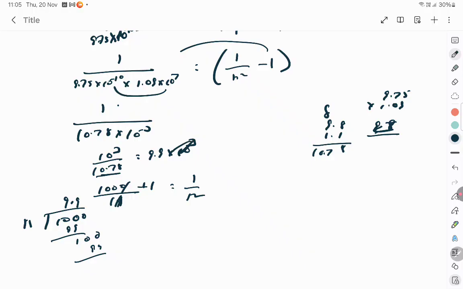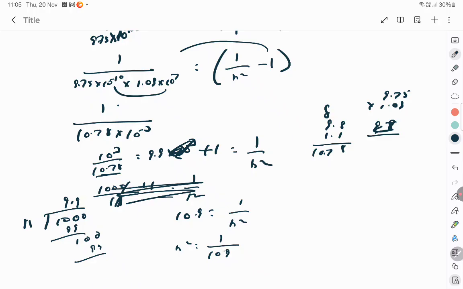No, the 10 to the power 3 I've already taken out. So it's just 9.9, correct? Yes. And I'm bringing the 1 to the other side. So this will become 10.9, 9 is equal to 1 by n square. n square is equal to 1 by 10.9.